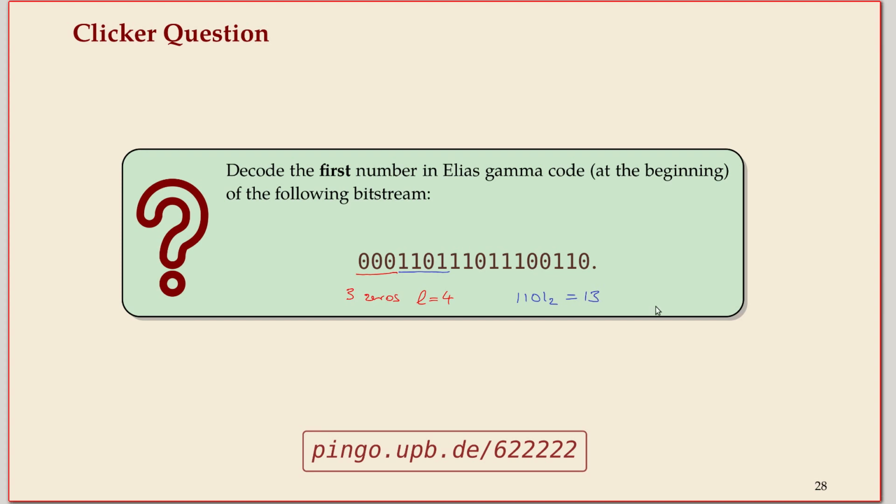All right? That's how you would do it. And that also tells you that this is the end of the first number. And then you would continue with the next one. There you would see 0 zeros, so you read a single 1 digit, so that would be the number 1. And so on. Well, you can work out the rest if you like as an exercise.